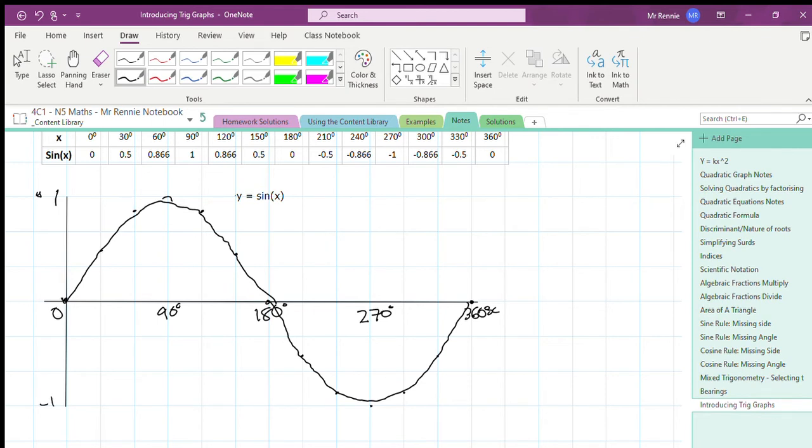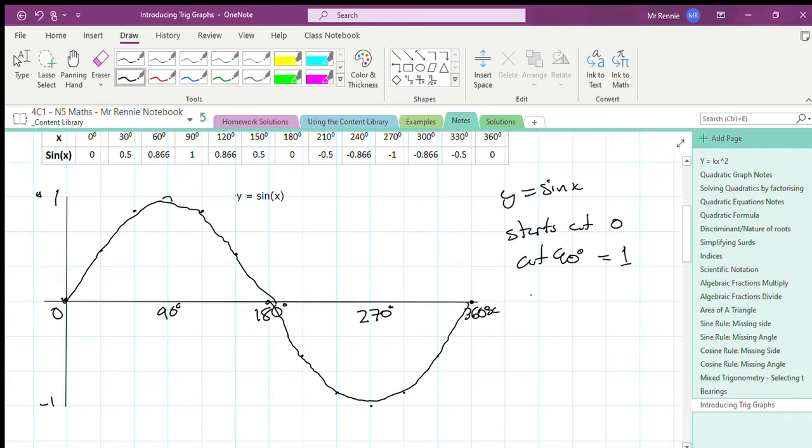So the key points are 0, 90, 180. The key thing for a sine graph is that it starts at 0, so it doesn't have any height. At 90 degrees, it is 1. We get the value 1.